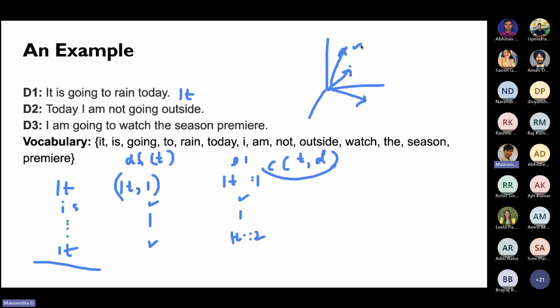So suppose this is D1, this is D2, and D3. Each document has one vector, and one vector has many dimensions. So each dimension corresponds to a word. Got it, sir. Thank you.